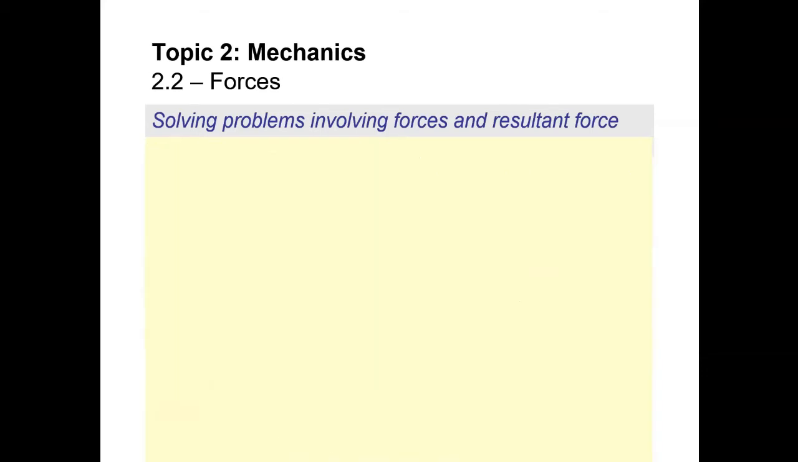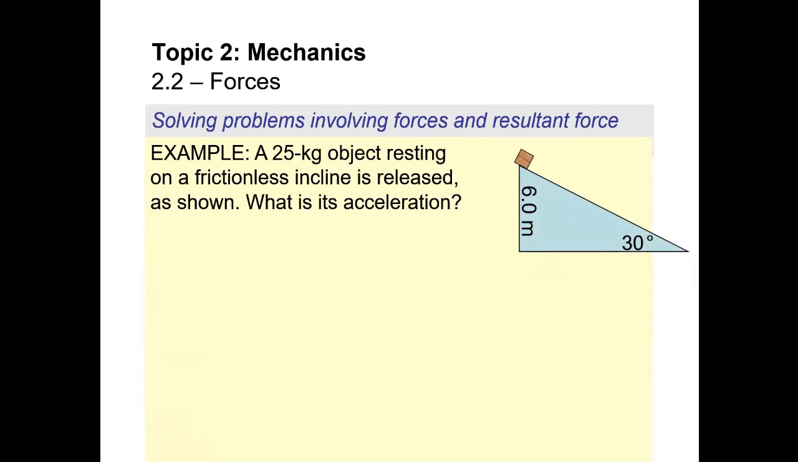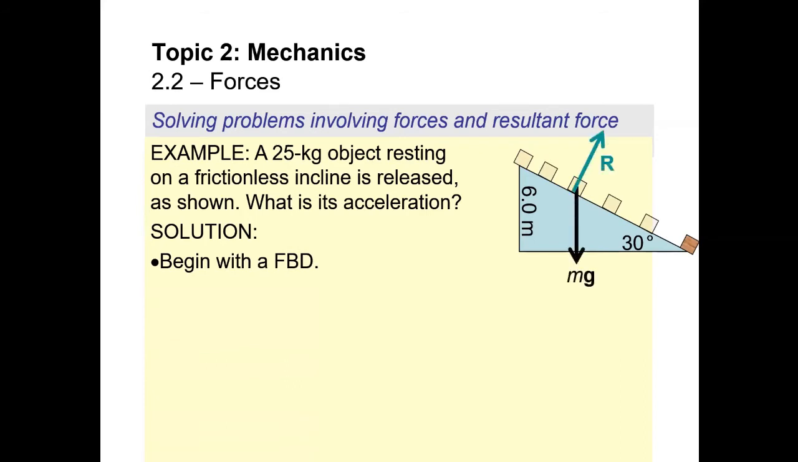A 25 kilogram object resting on a frictionless incline is released as shown. What is its acceleration? Free body diagram: weight is downward. Reaction is perpendicular to the surface. Frictionless, so no frictional force is acting on it.